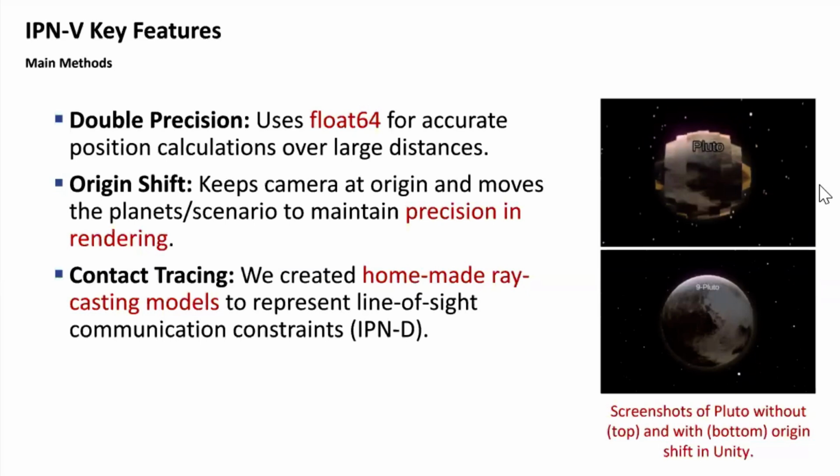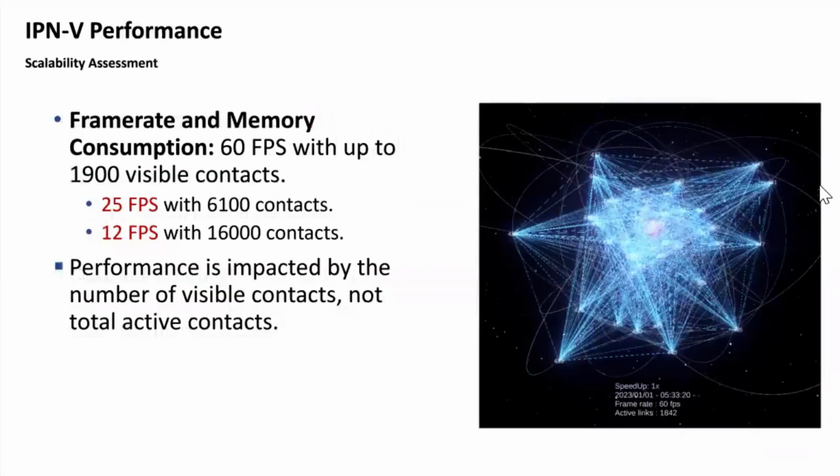When we went to Pluto, you start to see some very weird effects like flickering because of the inaccuracies of float. One way of overcoming that is to move the 0, 0, 0 origin point of your scenario to the planet that you're actually visualizing. So this is what we're doing now. We also implemented some homemade ray tracing functions to compute the visibility and the links between the different assets.